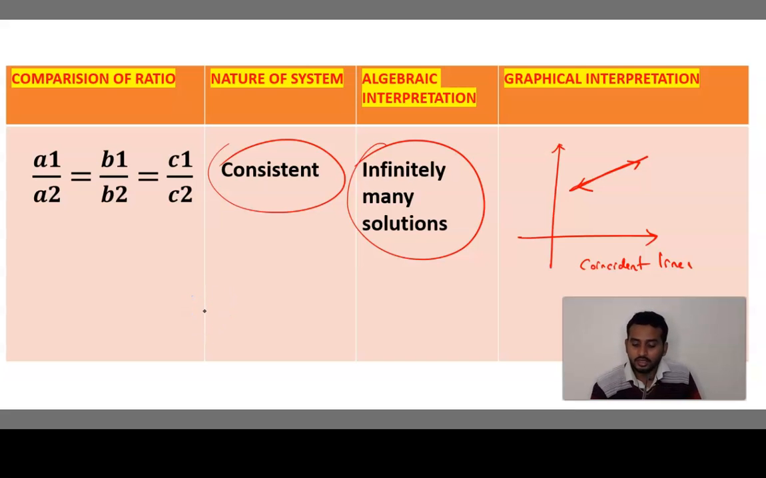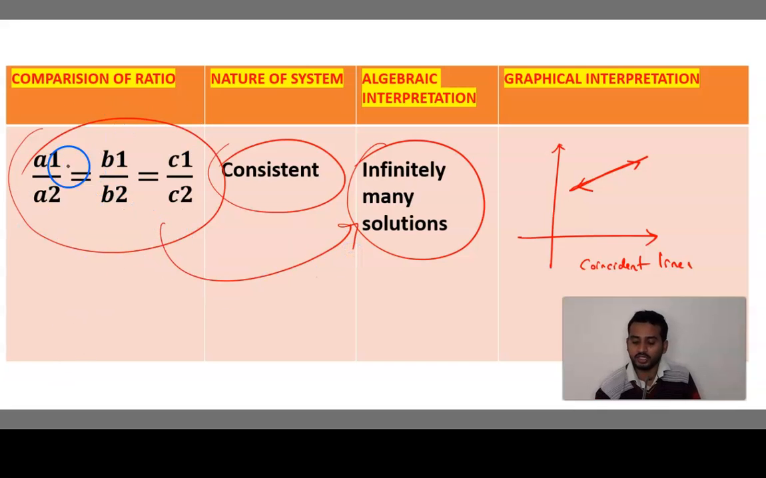Is this clear? And what is the condition it should satisfy for infinitely many solutions? That is a1 by a2 is equal to b1 by b2 and is equal to c1 by c2. Any doubts? I hope you have understood the three conditions in the graphical method.